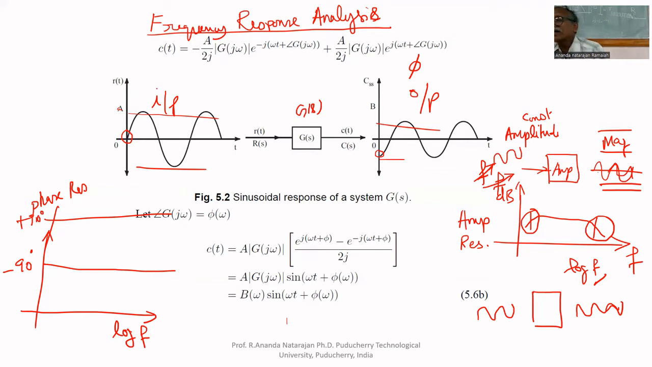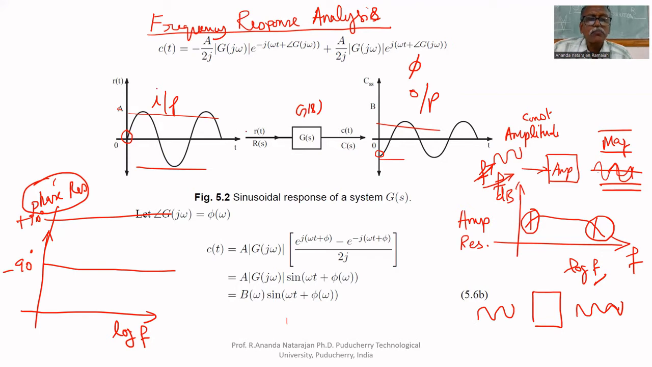How do we have to obtain it? The input signal is a sinusoidal signal, a sine wave with variable frequency, different frequencies. For each frequency, we measure the magnitude and plot it; that is called the magnitude response or magnitude plot. Another one is called the phase plot.